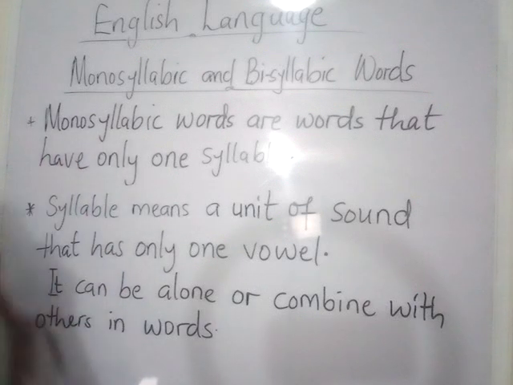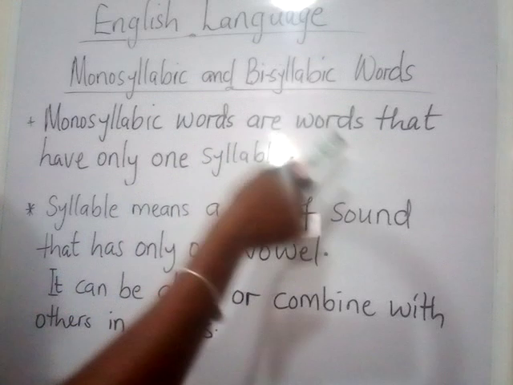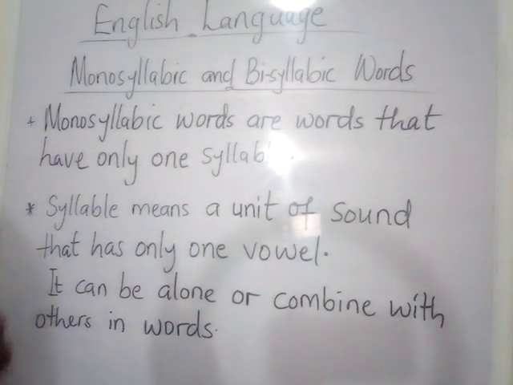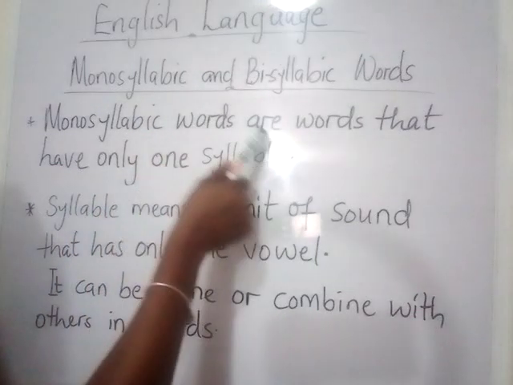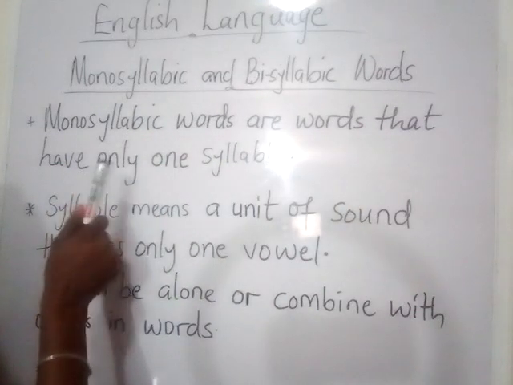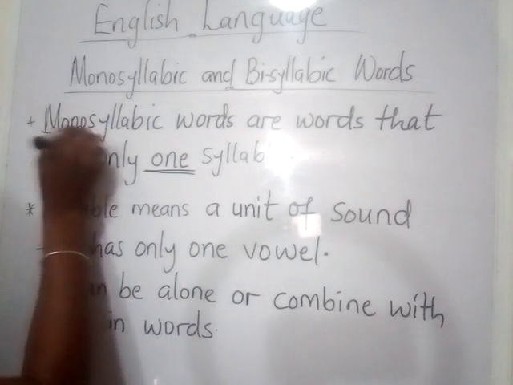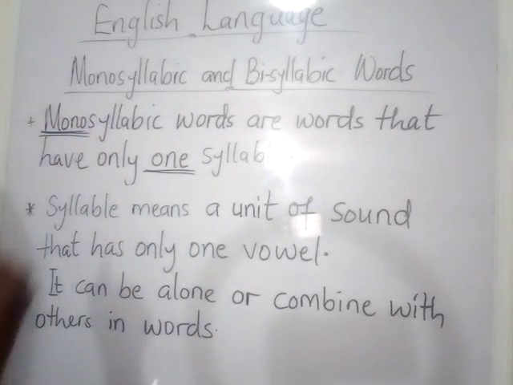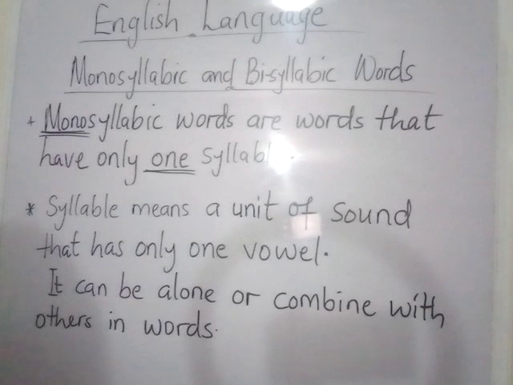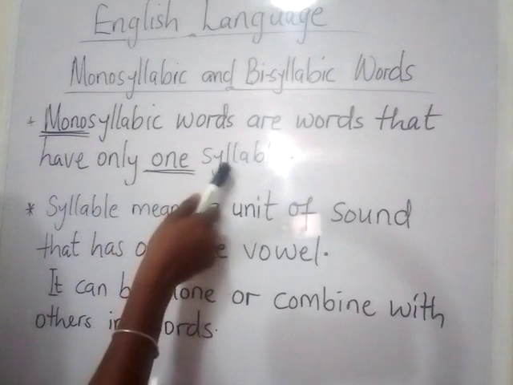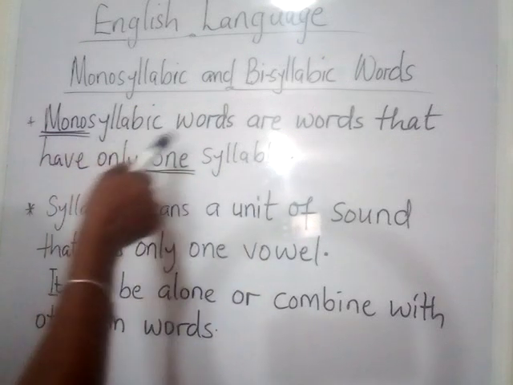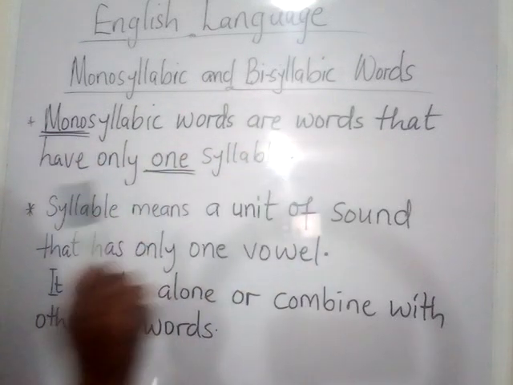Now, monosyllabic words, what are they? They are words that have only one syllable. Mono means one, and syllabic is from the word syllable. So monosyllabic words are those words that have just one syllable.